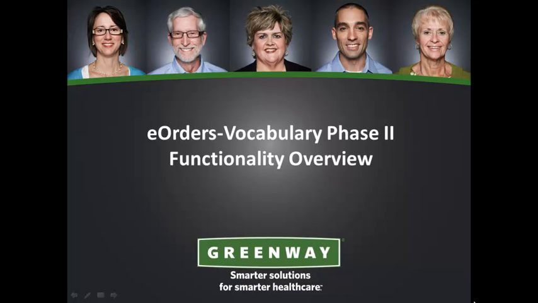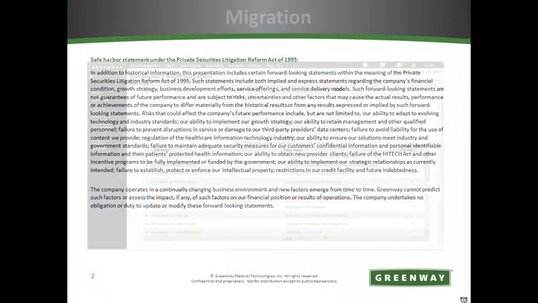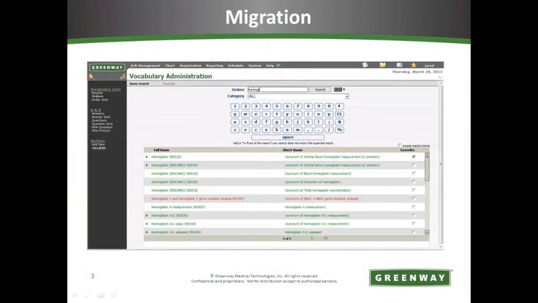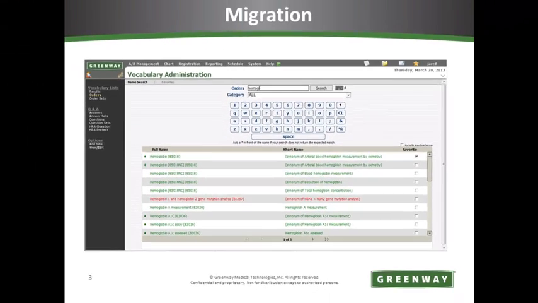Welcome to a functionality overview of PrimeSuite's eOrders Vocabulary Phase 2. The goal of this video is to provide you with a tour of the areas within PrimeSuite featuring functionality driven by the project. If you're an existing PrimeSuite customer, then you'll go through a migration process where current codes will be added to the concept database, including your explosion codes, which will become order sets.